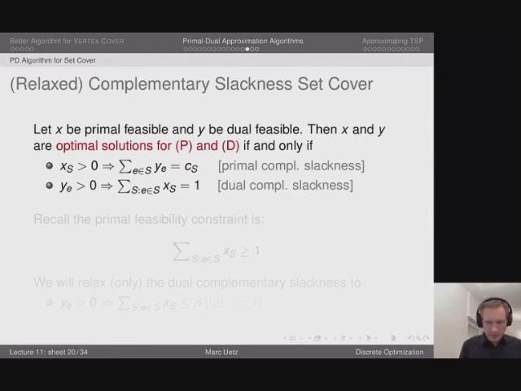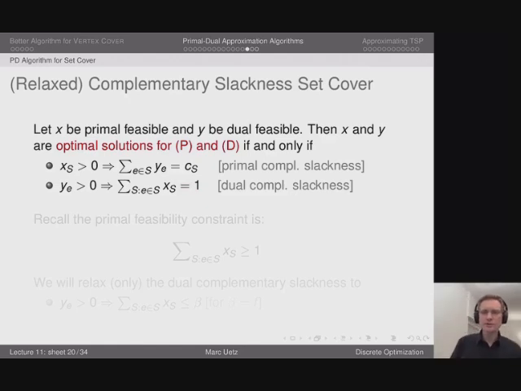The dual complementary slackness says whenever I select an element E in the dual, so ye is larger than 0, then the corresponding primal constraint must be fulfilled with equality. And the primal constraint was saying originally that I have to select at least one subset S that contains element E, for each of the elements. So this was originally a larger or equal than 1 constraint. And then for optimality, it should be equal to 1.